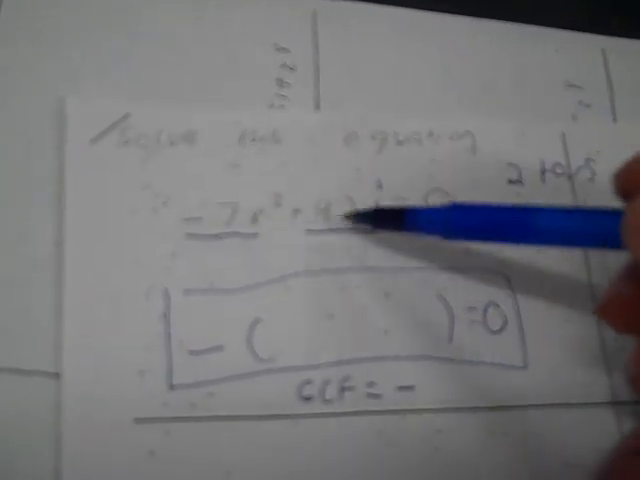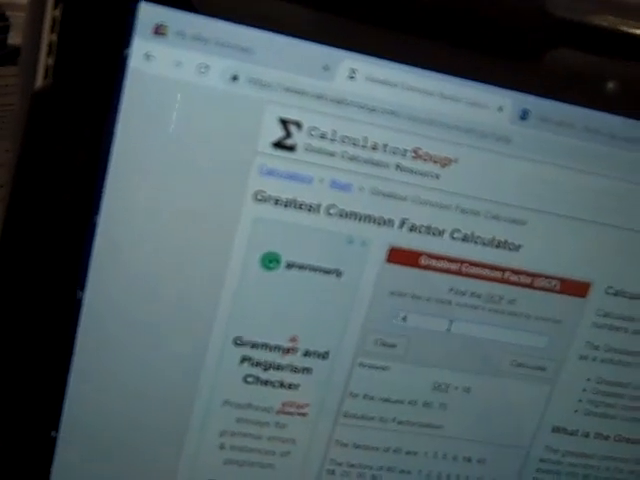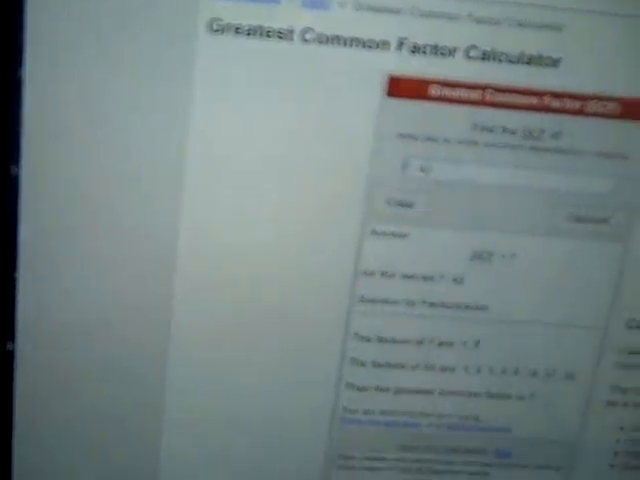GCF. Do you have a negative in front of the very first number? You do, so you got to do a negative. Do you have x on each line? X second, x first. Yep. So I take x to the first. Then I punch 7 and 42 into the greatest common factor calculator, and I got 7. So negative 7x to the first power.